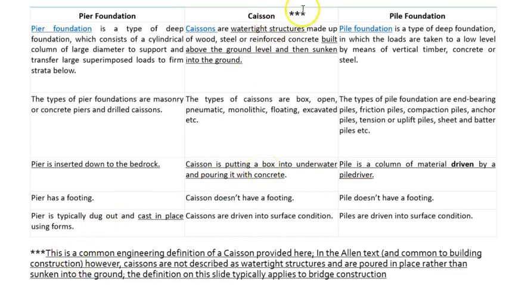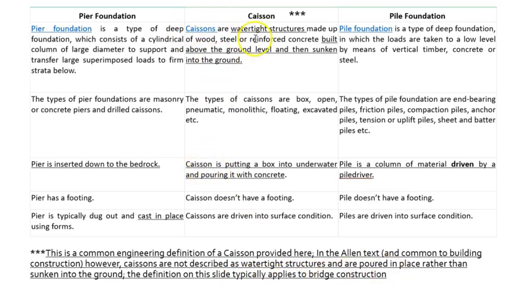So that's why I have these 3 asterisks up here, and then I put in this footnote. This is a common engineering definition of a caisson provided here. In the Allen text, however, and our general building construction, caissons are not described as watertight structures and are poured in place rather than sunken into the ground. So the definition on this slide typically applies to bridge construction.